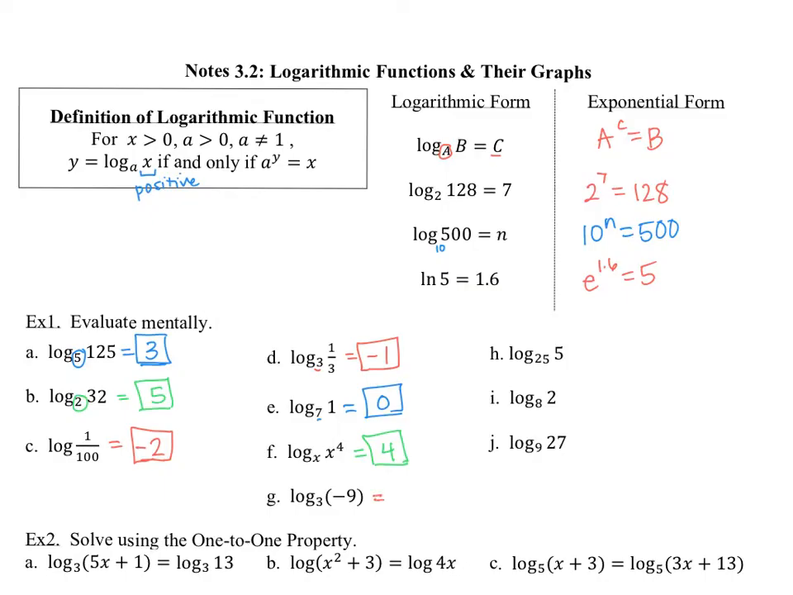Okay, let's see. The log base 3, 3 to the something gives me negative 9. It's not 2 because 3 squared is 9. It's not negative 2 because 3 to the negative 2 just makes it 1/9. This does not exist. There is no solution. No matter what, if I have a positive base, I will never get a negative argument. This also disrespects the domain of a logarithmic function because this should be a positive number in here.